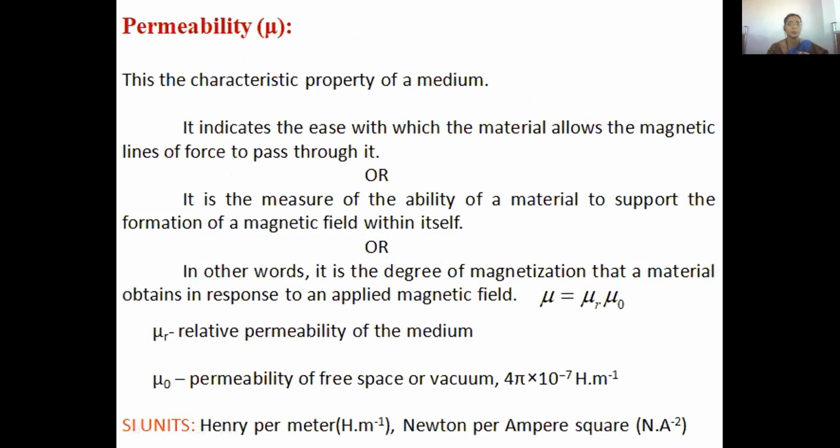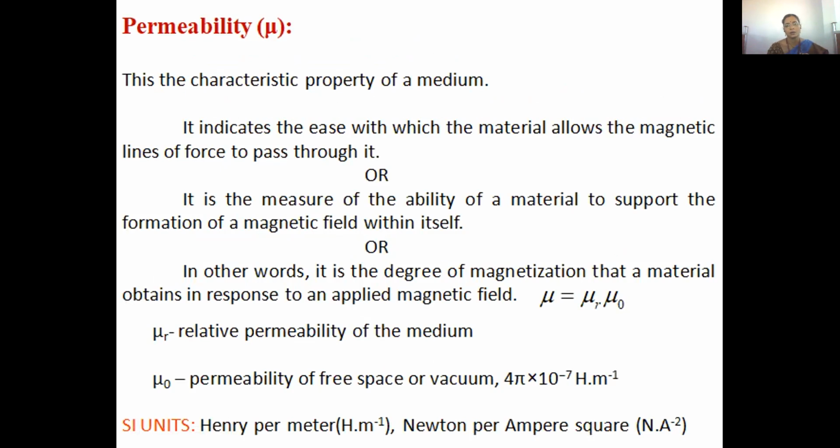Permeability, this is an important property for the medium. It indicates the ease with which the material allows the magnetic lines of force to pass through it. It is the measure of the ability of a material to support the formation of a magnetic field within itself. Permeability, the name itself mentions permission. It permits the magnetic field lines to pass through it.